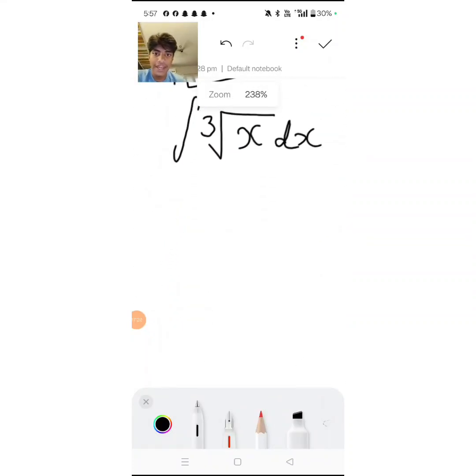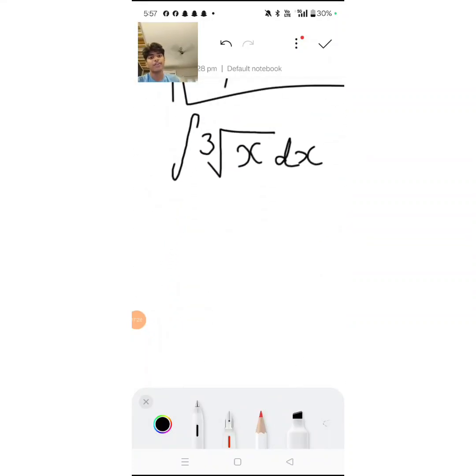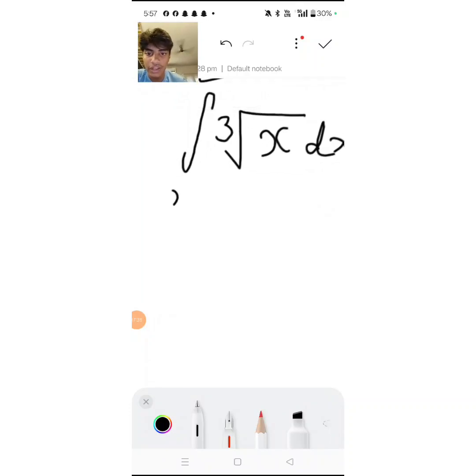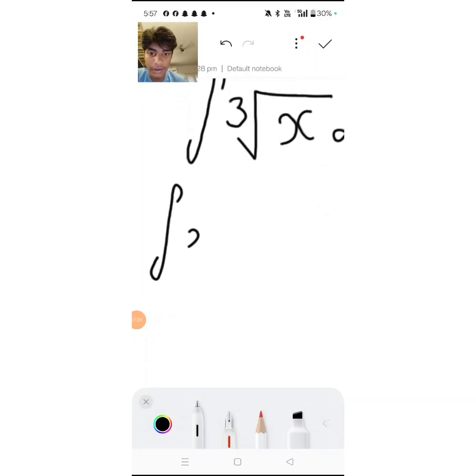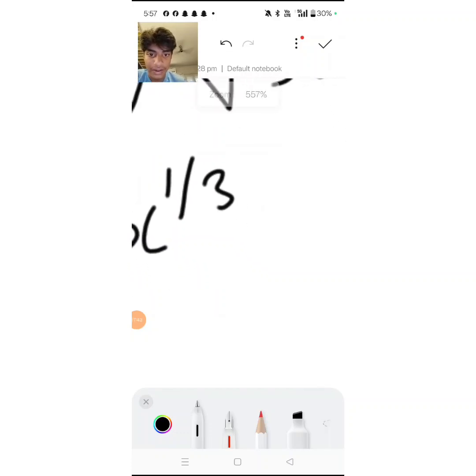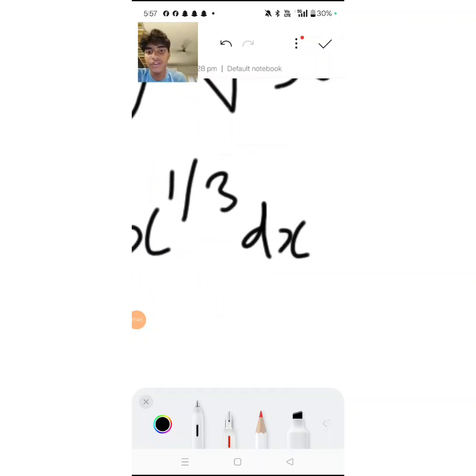Next, we come to the integral of root 3x dx. Again, use your regular power rule. What you need to do is rewrite it as the integral of x to the power of 1 by 3 dx. You're not changing anything. You're just rewriting it as a power.